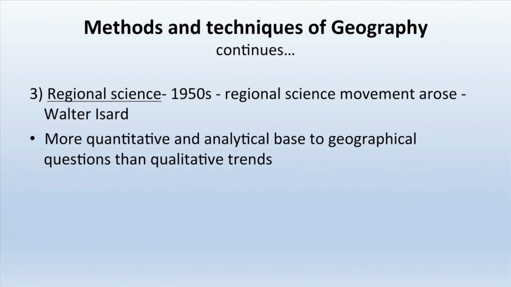Now, the third one is regional science. It emerged during the 1950s when the regional science movement arose, and it was started by Walter Isard. A more quantitative and analytical base to geographical questions than qualitative trends is evident now in geography. That means more quantitative analysis is done. Qualitative aspects are also there. They supplement the quantitative, or in a way both of them supplement and complement each other. So, qualitative is also used these days, but quantitative techniques are used on a wide scale and with a regional approach definitely.